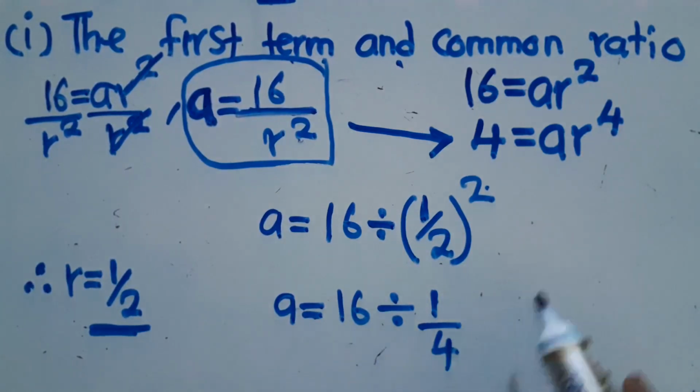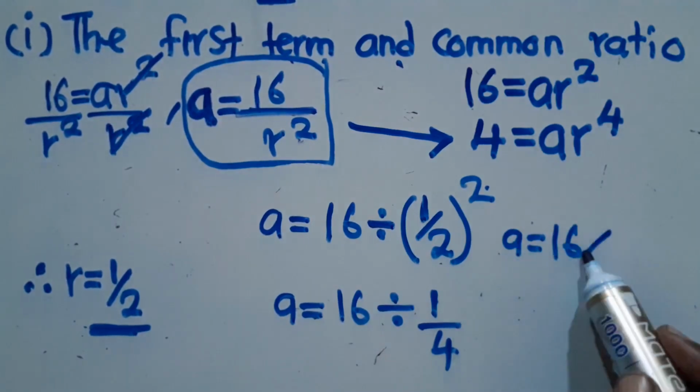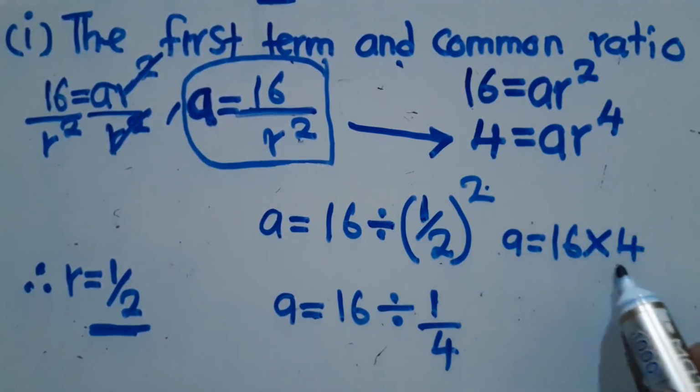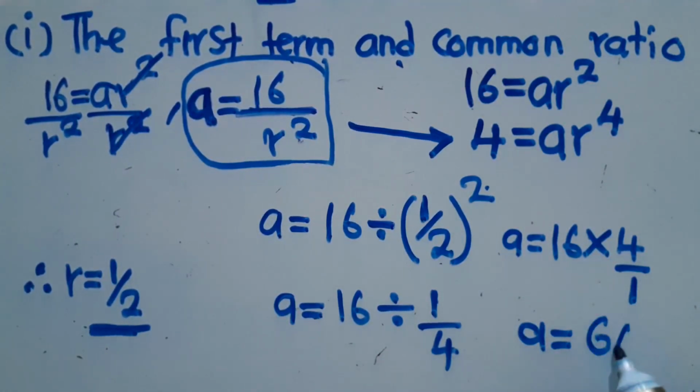So here now, you say A is equal to 16. This changes to times 4 goes on top, 1 down. Then you've got your first term, which is equal to 64. 16 times 4, 64. So the first term there is what? Your first term is 64 and the common ratio is 1/2. This is what you need to know and understand.